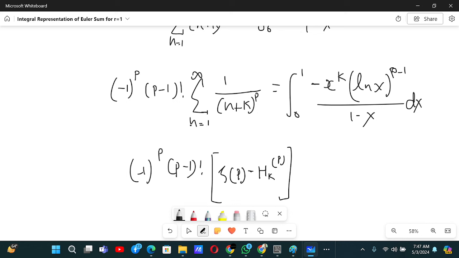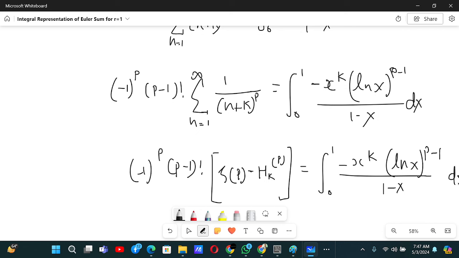So it goes from 1 to infinity. That means the Riemann zeta of p minus the sum from 1 to k is subtracted, so that is H_k of p. Yeah, that's correct. And now over here, it's the integral from 0 to 1 of minus x to the power k, ln of x to the power p minus 1, by 1 minus x, dx.